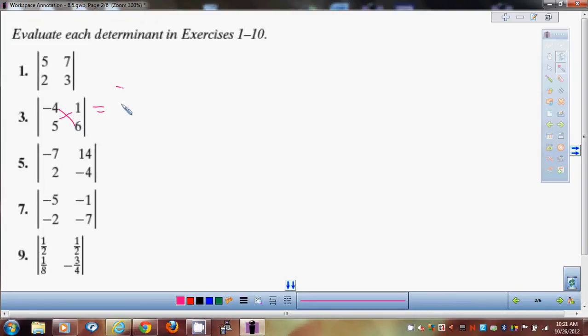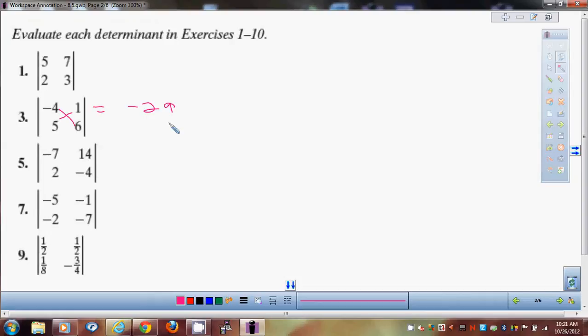AD minus BC. Negative 24 minus 5 is negative 29. That would be the determinant of that one. If you get a determinant of 0, then your equation's not going to have a solution that you can find. Now, it could be infinite solutions. It could be no solutions. So don't really write infinite or none. Just write the indeterminable or something like that.